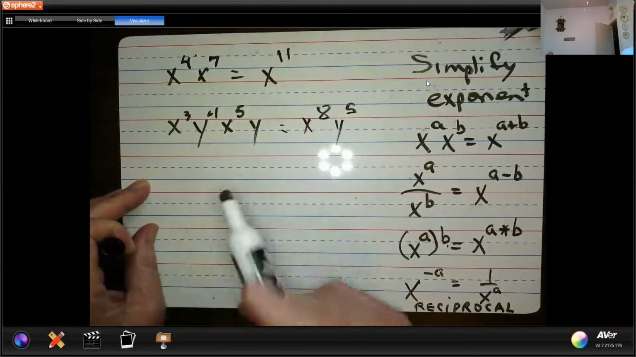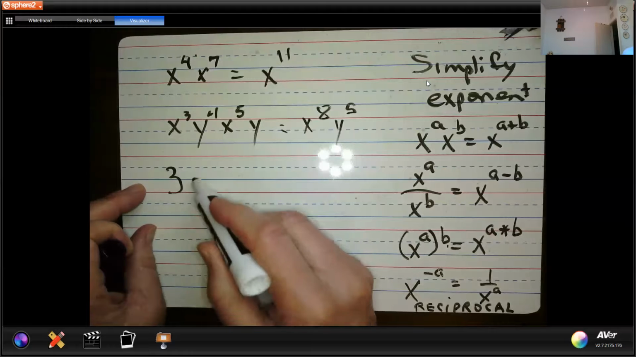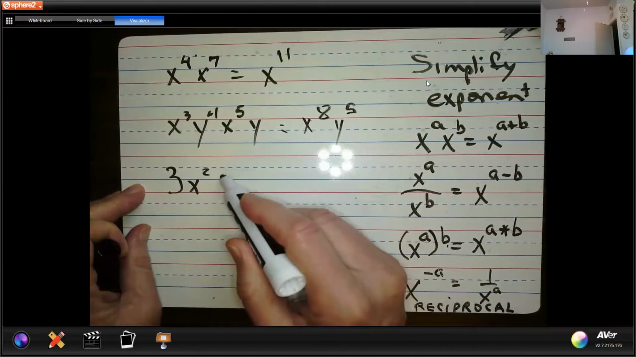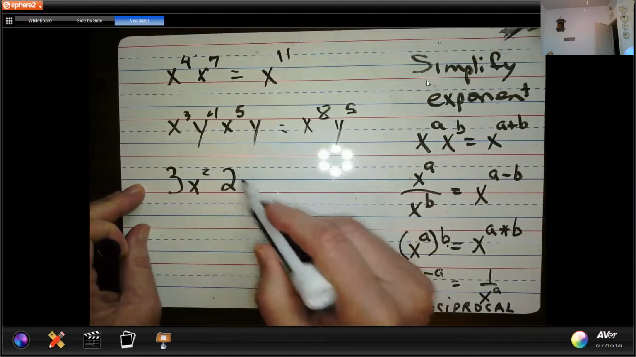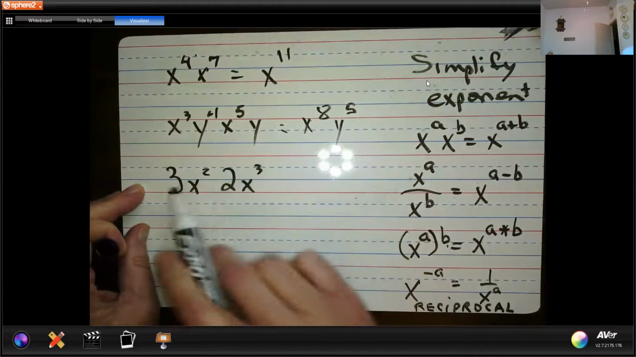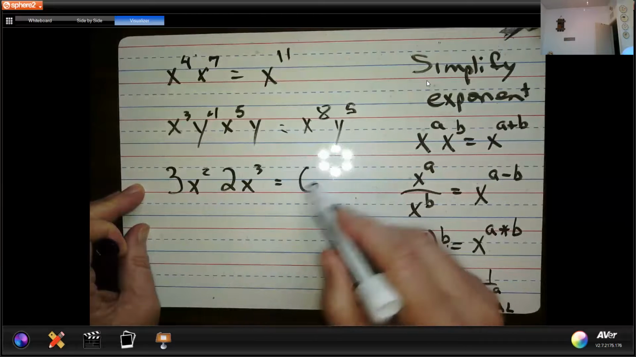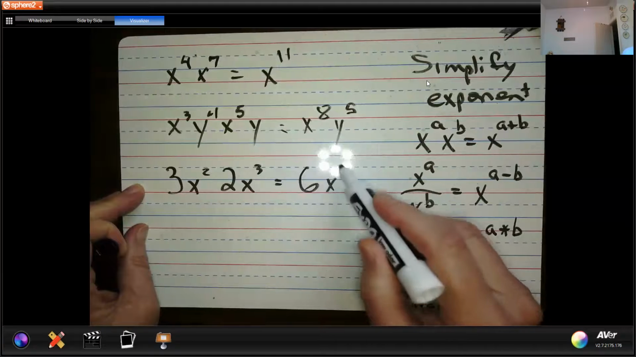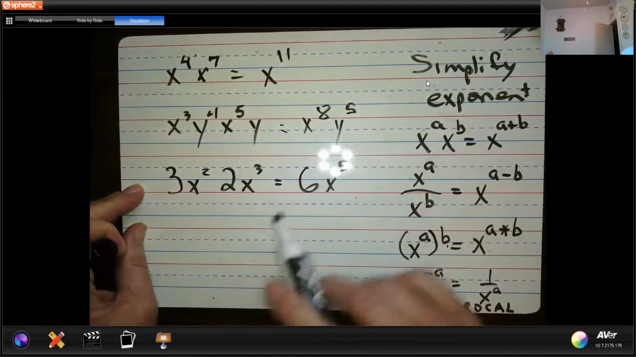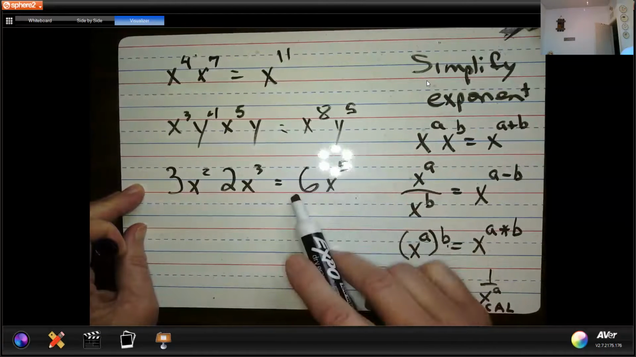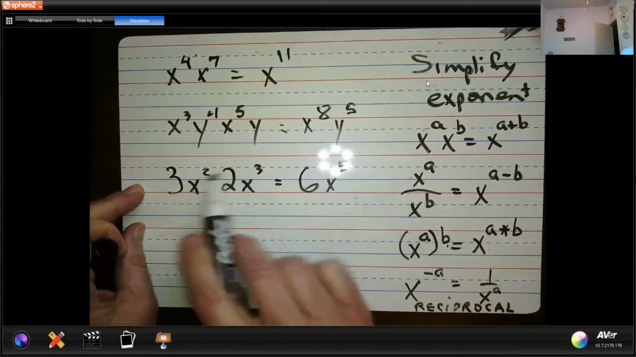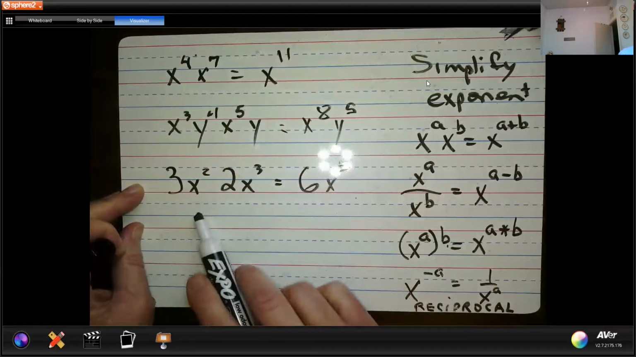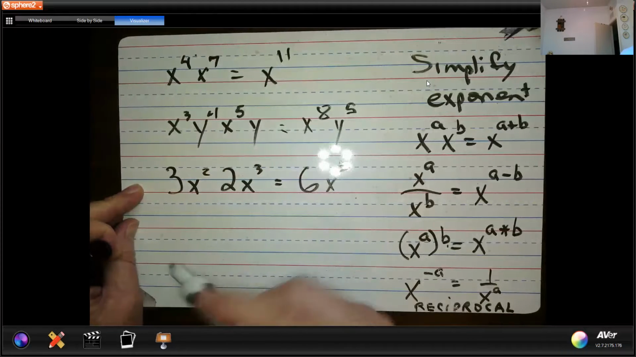No problem. What if we had numbers? 3x to the 2nd. And say we had times 2x to the 3rd. So we're multiplying these things. Well, you have to multiply the numbers. That'd be 6. But you add the exponents. That would be 5. Ta-da! Well, some people get these mixed up and put the 5 in front and the 6 here. Don't do that. You're adding the exponents. Anytime you multiply numbers that have exponents, you have to add the exponents, right? How about that? Okay, let's do a fraction one.